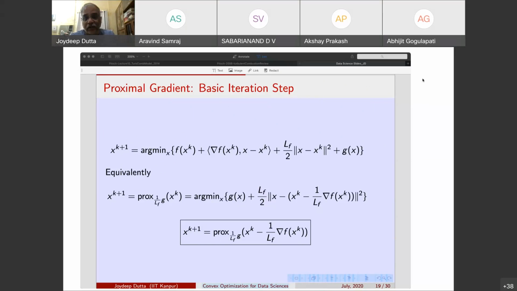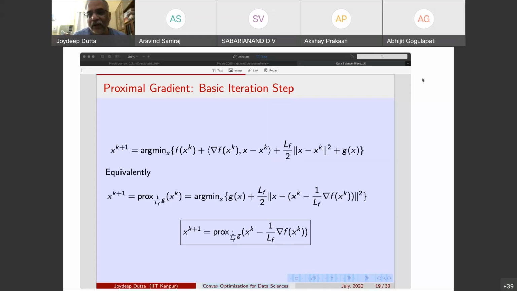And this is exactly equal to writing xk plus 1 is the prox operator at xk of 1 by Lf g, which is the argmin of this, right? So, not xk, sorry, I'm mistaking it. Prox of xk minus this. So there's an error here. This is not this. This is prox of 1 by Lf g of this. So it shouldn't be xk, it should be xk minus 1 by Lf grad f of xk.